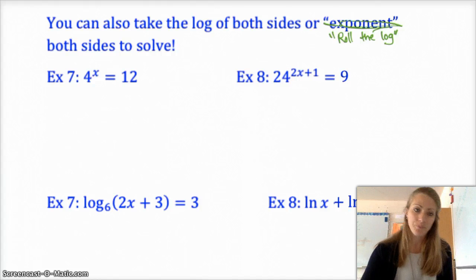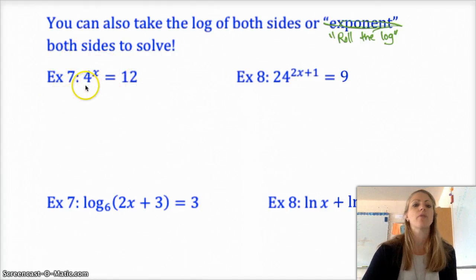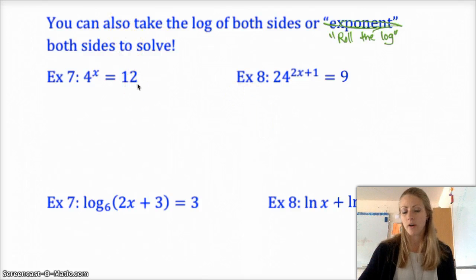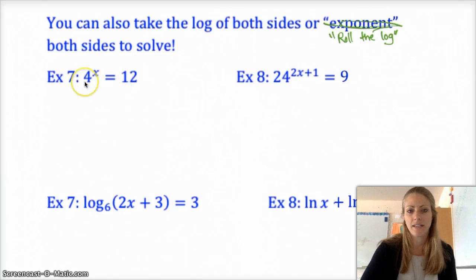Okay, so for example, number 7, we have 4 to the x equals 12. Clearly, 12 is not 2 to a power. It's not 4 to a power. So this is not a question of relating the bases, because you can't get 12 to be 4 to a power. It's just not that simple.